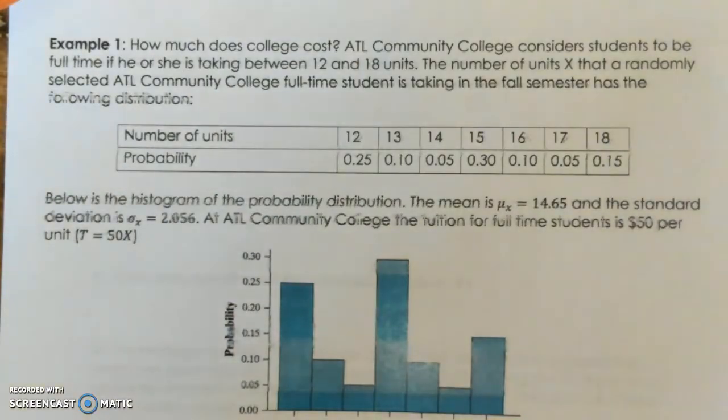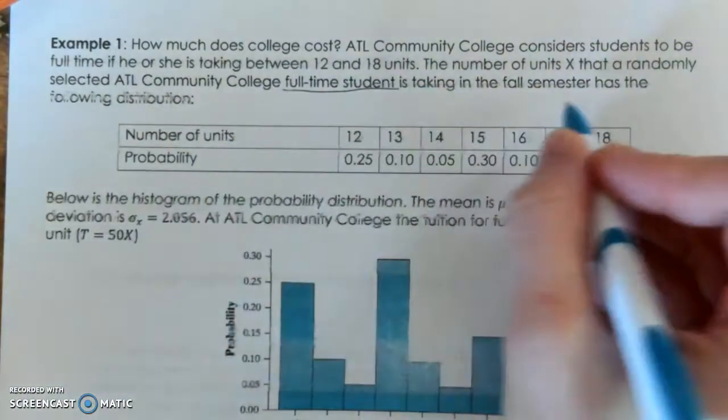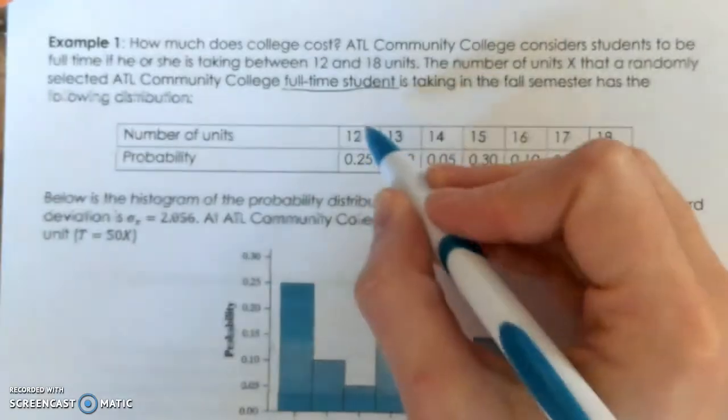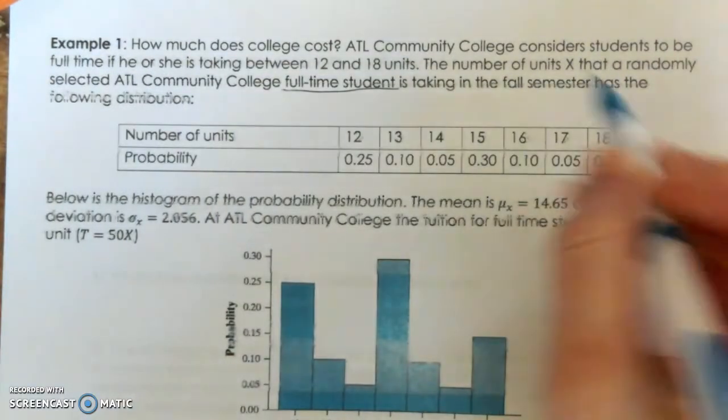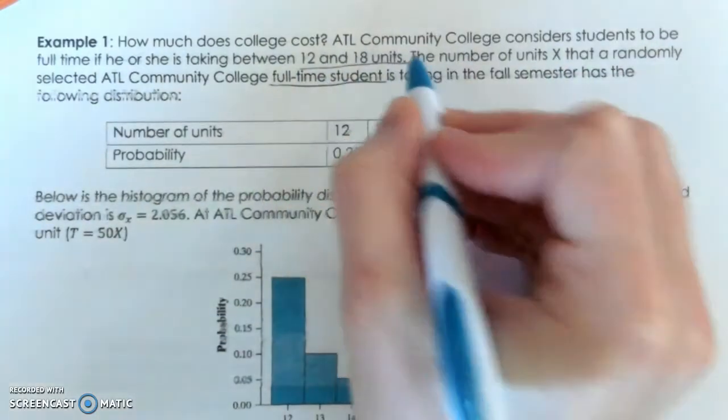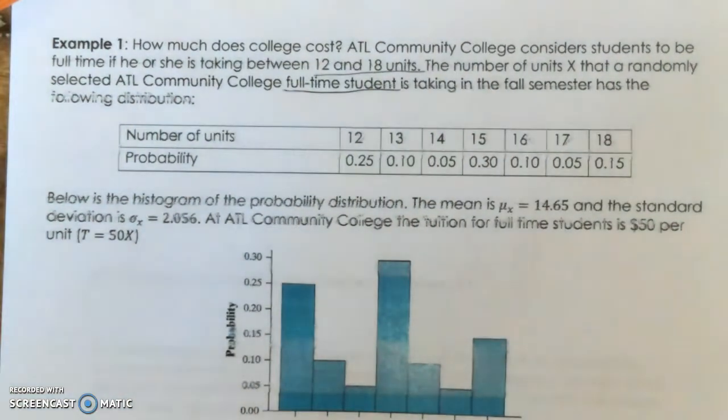All right, welcome back. Hopefully you've tried it. All right, example 1. How much does college cost? ATL Community College considers students to be full-time if they're taking between 12 and 18 units. The number of units X that a randomly selected ATL Community College full-time student takes has the following distribution. So it goes from 12 to 18 because that's the range of full-time, right? It can't be below 12 and it can't be above 18.